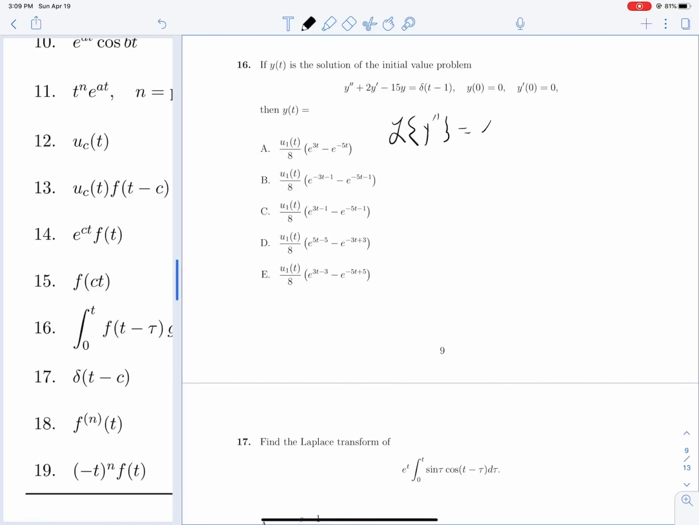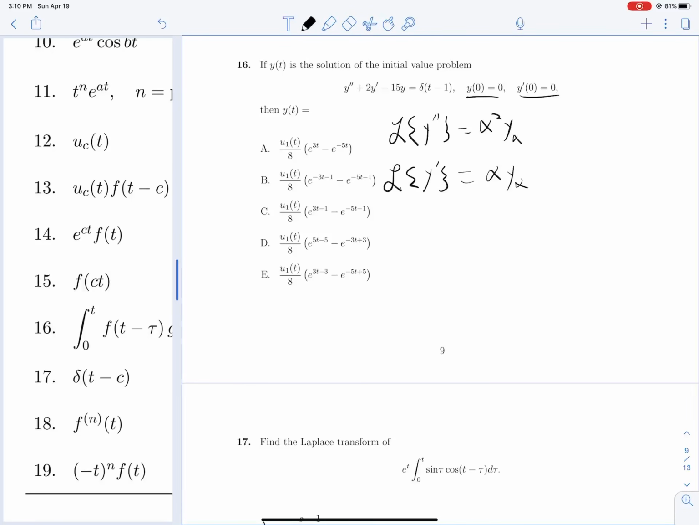in general is alpha squared y subscript alpha minus y0 times alpha minus y prime at 0. Whereas the Laplace transform of y prime is just alpha y alpha minus y0, and the Laplace transform of y is just y subscript alpha. But since both of our initial conditions here, y at 0 and y prime at 0, are equal to 0, we can ignore these terms for now.